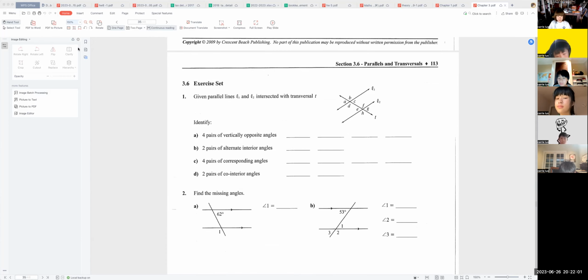Okay, so now let's take a look at this one. So 4 pairs of vertically opposite angles, and 2 pairs of alternate interior angles, and 4 pairs of corresponding angles, and 2 pairs of co-interior angles. Okay, 好了，下面我们来看一下 angle 1 equals what?